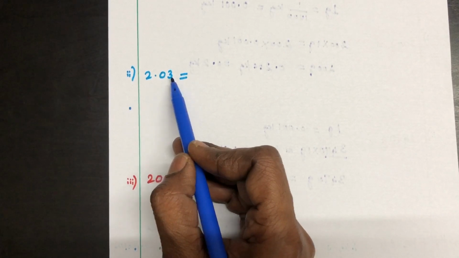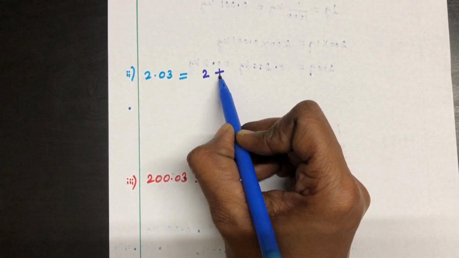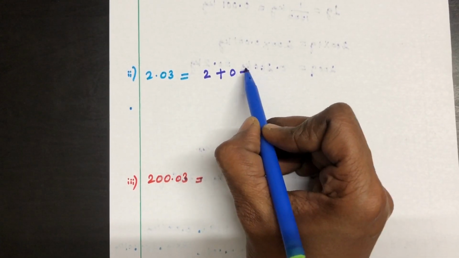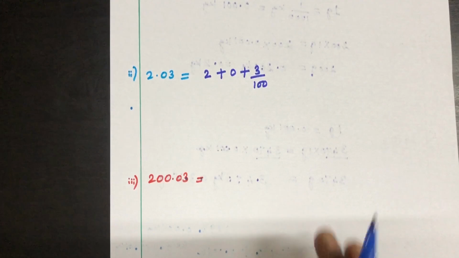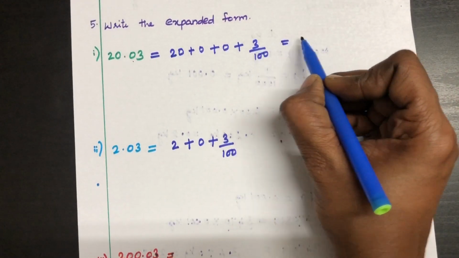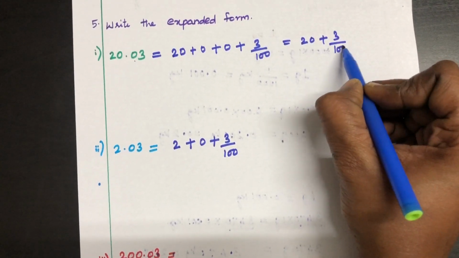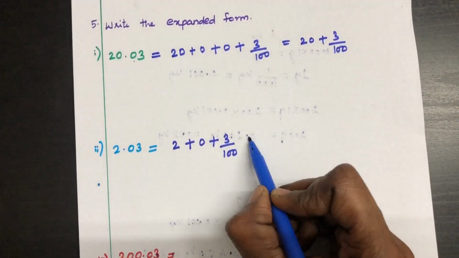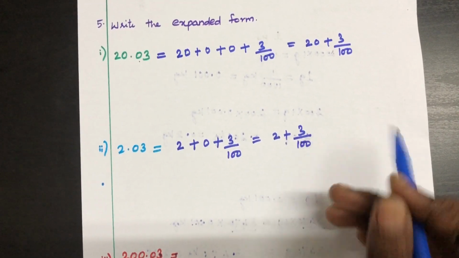Now 2.03. Here only units place. So 2 plus tenths place is 0. 3 by 100, hundredths place is 3. See, after this we can write like this. This 20 plus 3 by 100. No need to show these zeros. This is 2 plus 3 by 100.